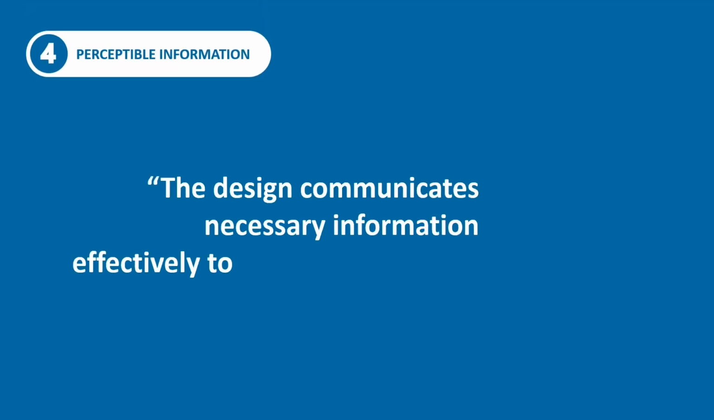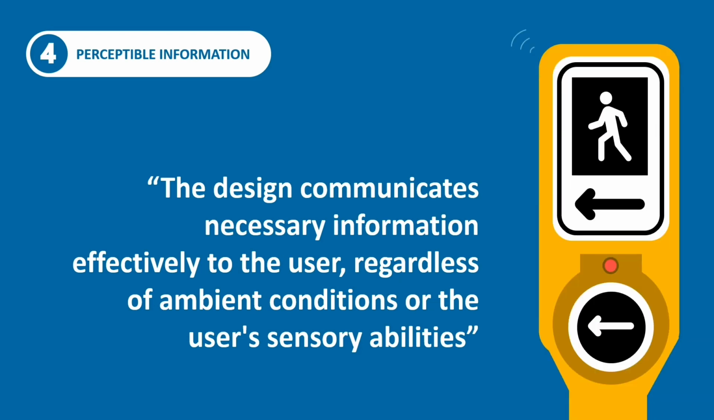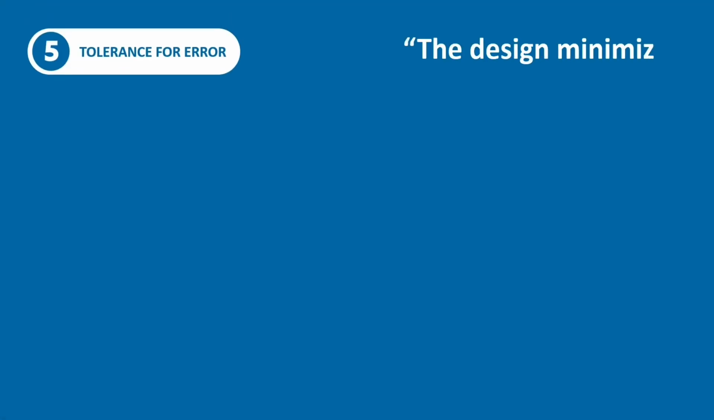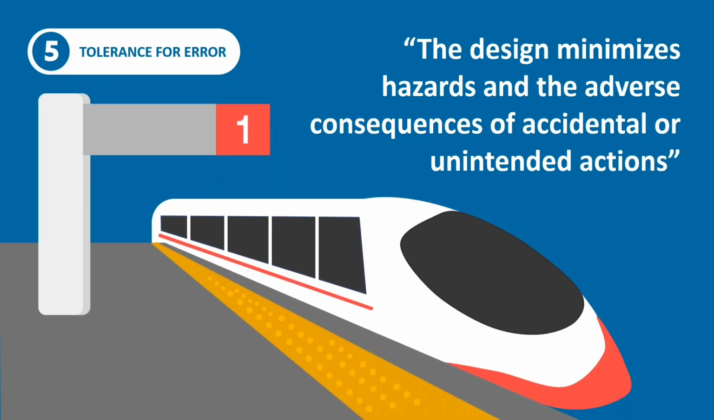With perceptible information, the design communicates necessary information effectively to the user regardless of ambient conditions or the user's sensory abilities. One example of this are pedestrian push buttons with tactile arrows and audio signals. With tolerance for error, the design minimizes hazards and the adverse consequences of accidental or unintended actions. One example of this are warning tactile indicators along train platforms.